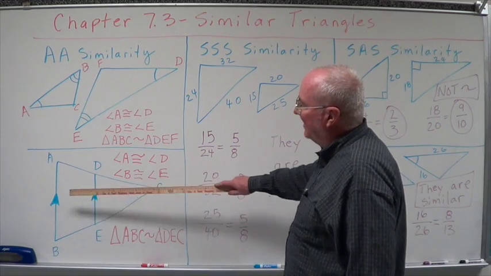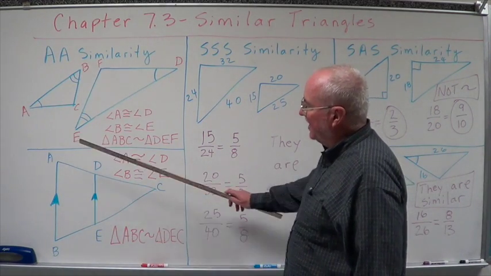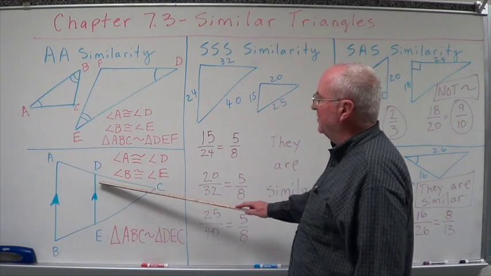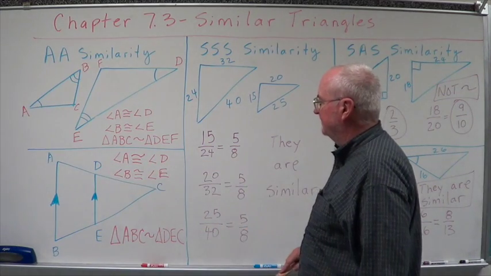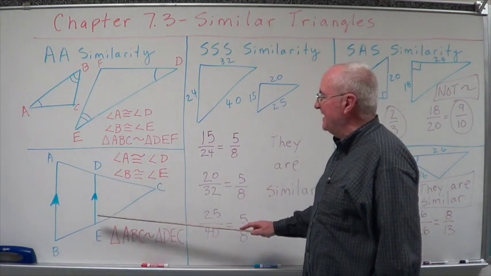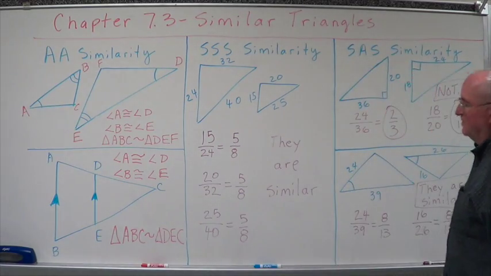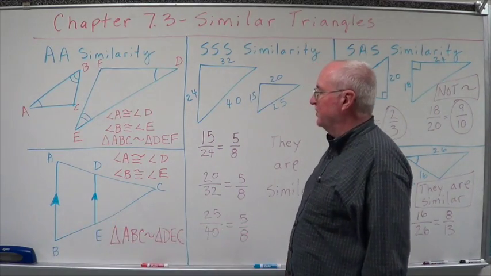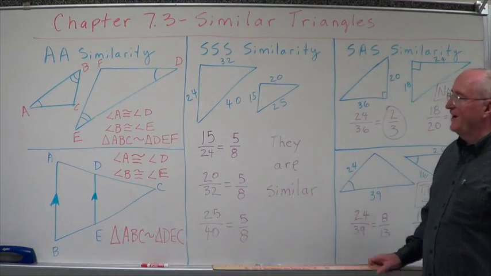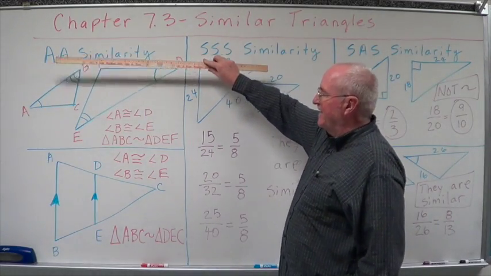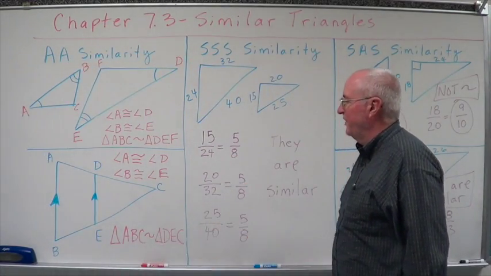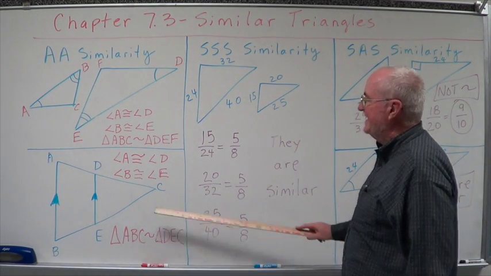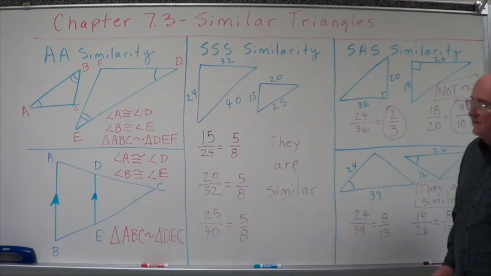These sides here are parallel to each other and are cut by a transversal, so that means that angle A must be congruent with angle D. And angle B must be congruent with angle E. Okay? If we have two angles of two different triangles that are congruent with each other, then those triangles, through AA similarity, angle-angle similarity, are similar. So therefore, triangle ABC is similar to triangle DEC.